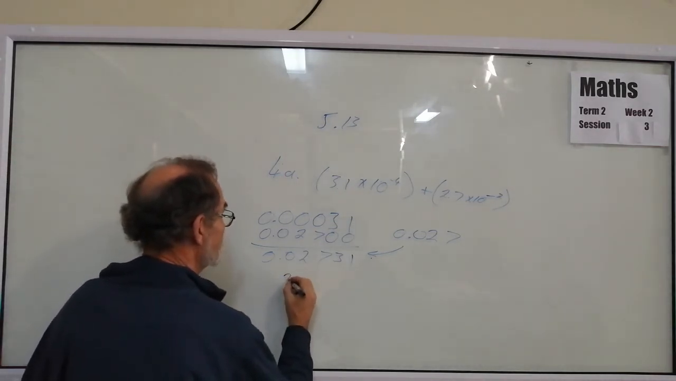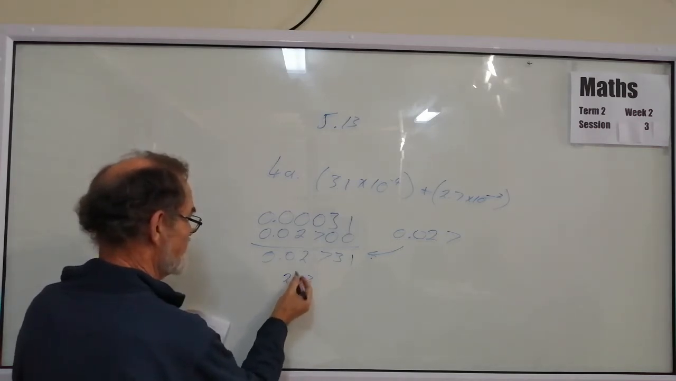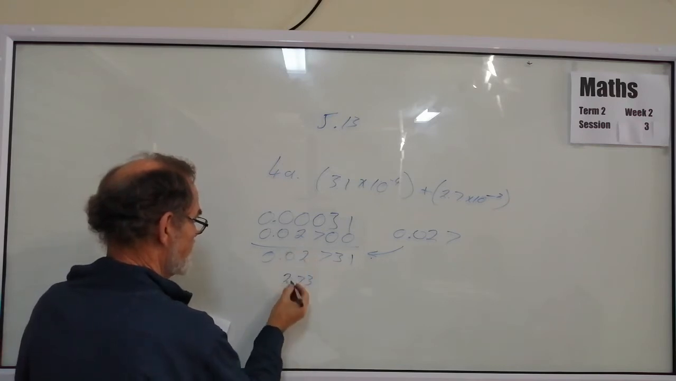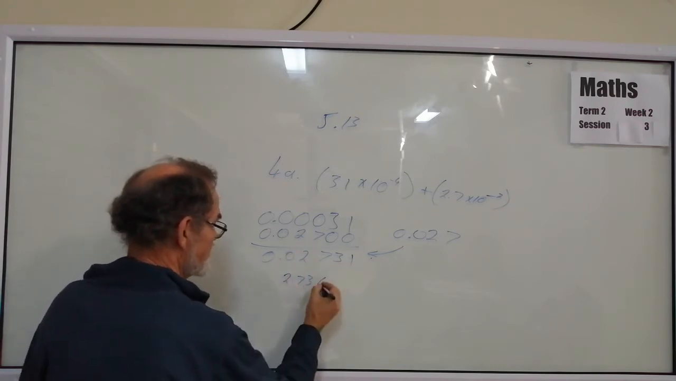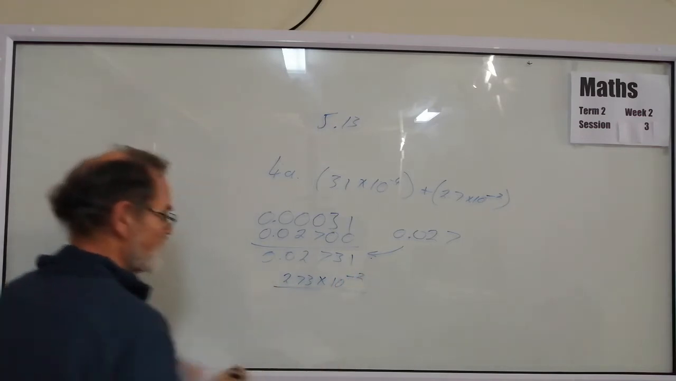So this is going to be 2.73. How do we get 2.73 back to that? We go 1, 2. 1, 2. So it's times 10 to the minus 2. And there's your answer.